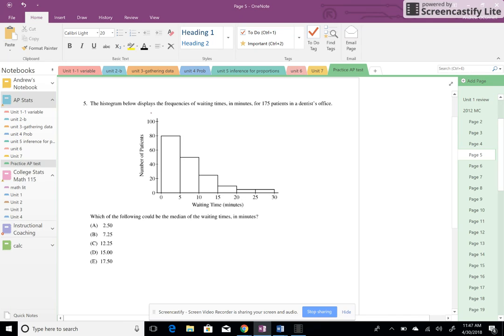This histogram below displays the frequencies of waiting times in minutes for 175 patients. Clearly, this is a skew right diagram. Skew is in the tail. So one thing you have to remember, obviously right here would be a mode. But when you have something that's skewed right, you'd have a median off the mode. And remember, the mean is always in the tail. That should make this one relatively easy.